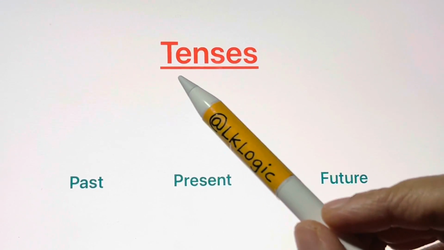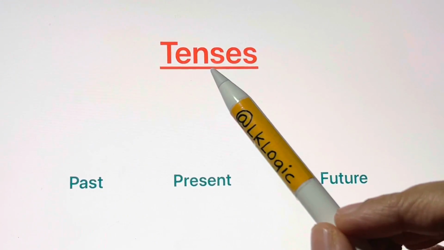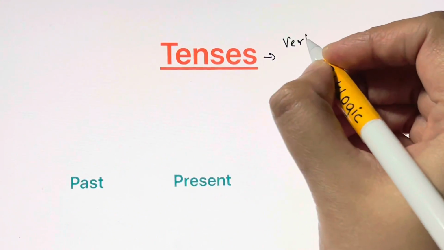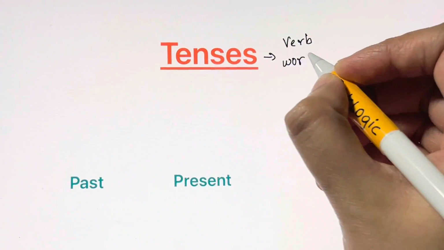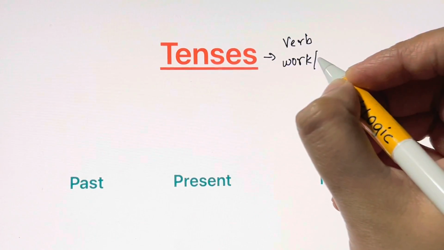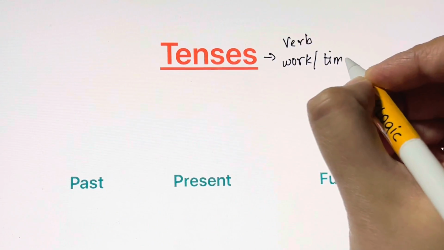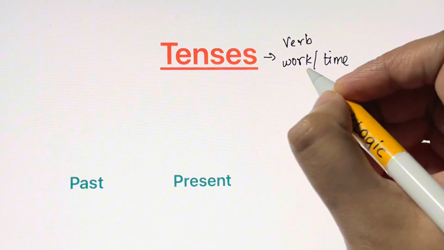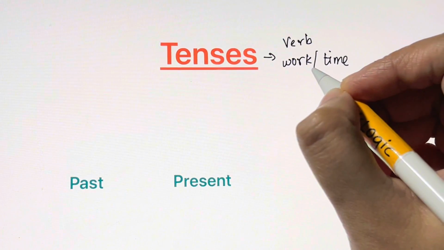Hi guys, in this video we're going to learn about tenses. Now what is a tense? A tense is a form of a verb, you can call it work, what you're doing, that allows you to express time. Alright, the tense of the verb tells us when an event or something existed or when a person did something.